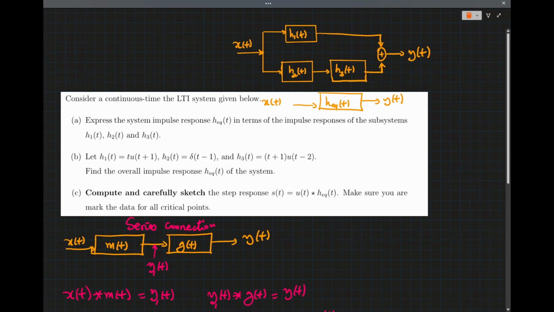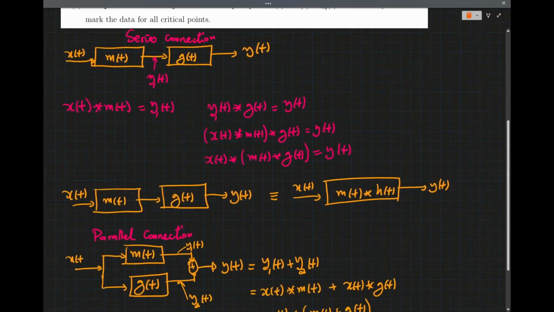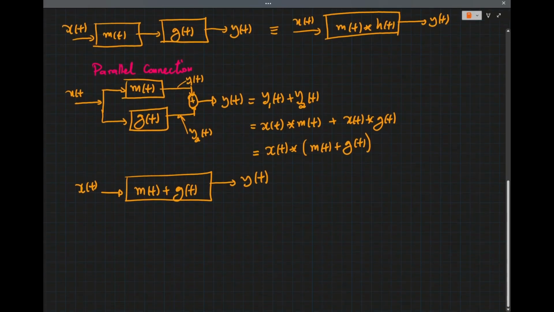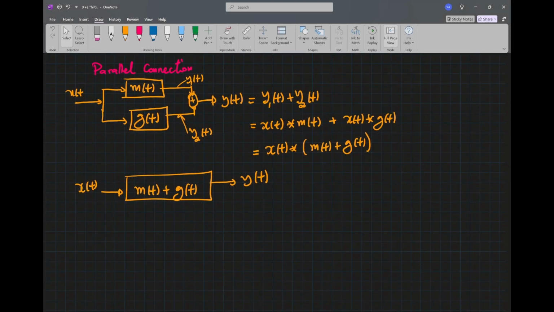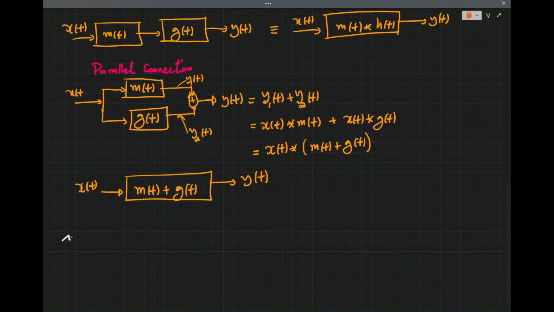So our first question is to find the overall impulse response.